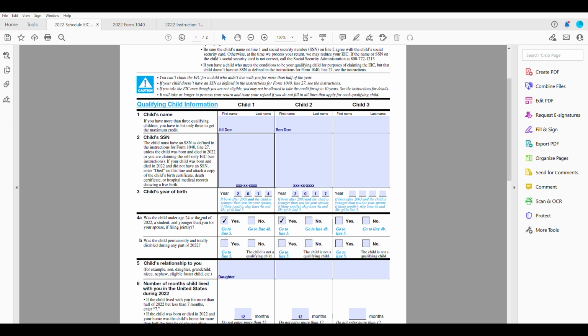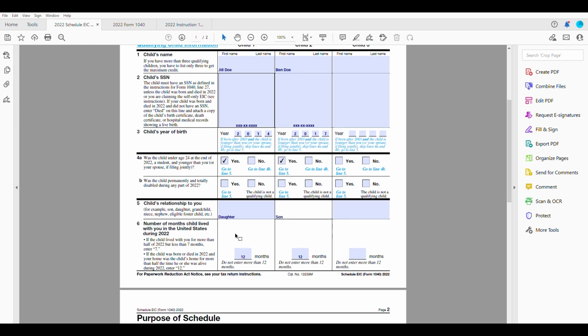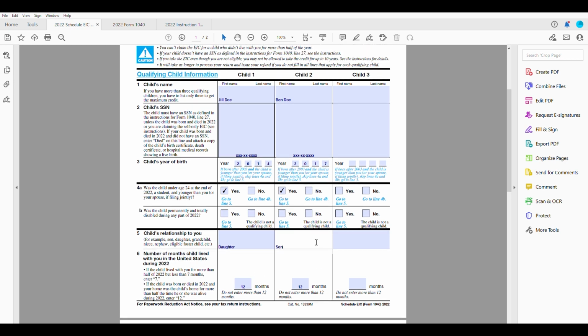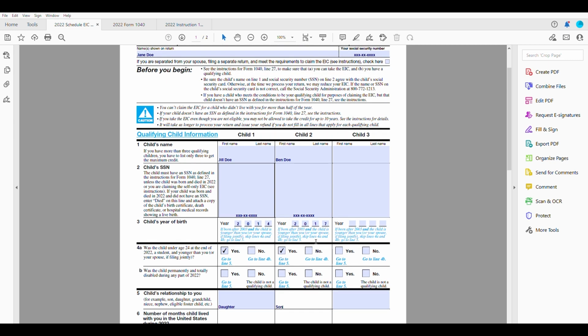Line 4a asks, was the child under the age of 24? Mark yes for both children. And then it tells us to go to line 5 here. We have daughter for Jill's relationship, and then we have son for Ben. How many months did the children live with you in the United States? We have 12 and 12. And that is the Schedule EIC. Pretty simple. They just want to know the information of your qualifying children for the schedule.